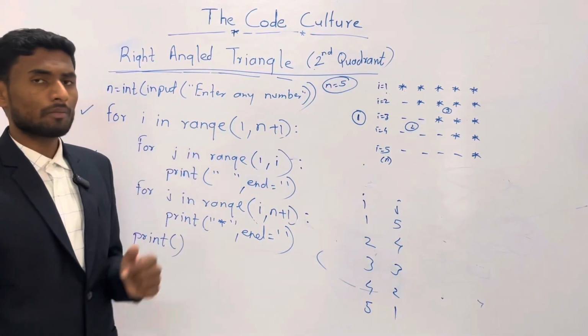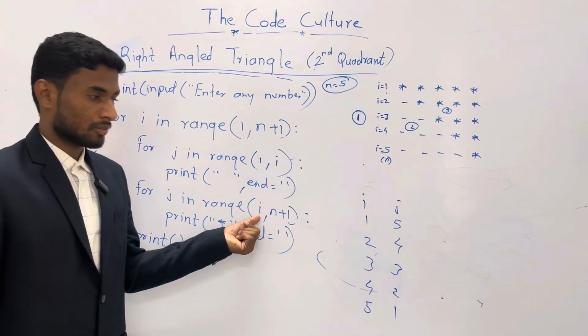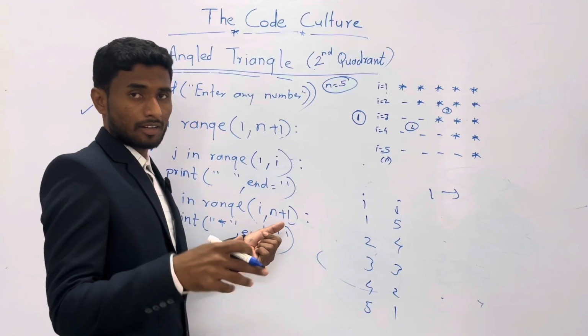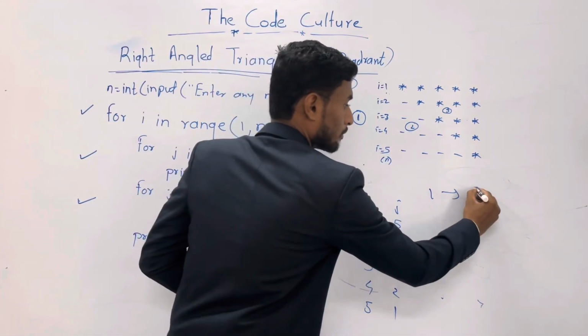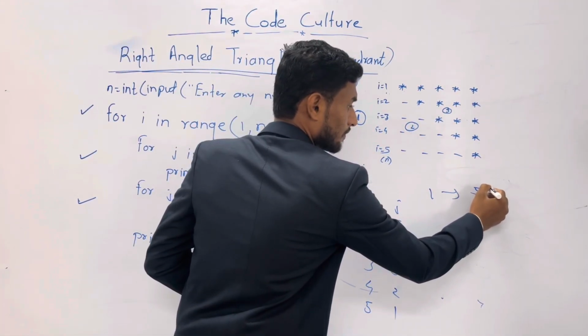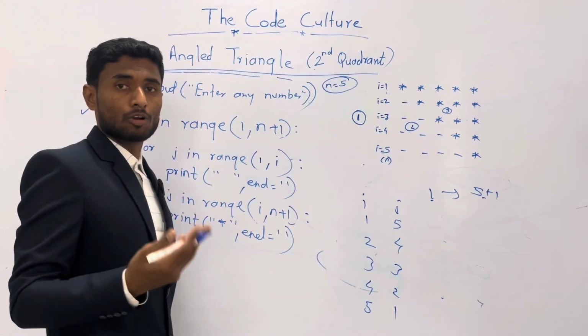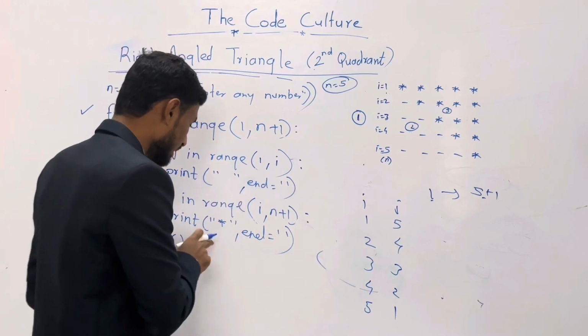So what is the first value of I? 1. So I am starting with 1, which means I am going up to n plus 1, that is, up to n, which means up to 5. 6 is nothing but 5 plus 1. So 1 to 5 means how many times will our second inner for loop repeat? 5 times. So how many stars will get printed?